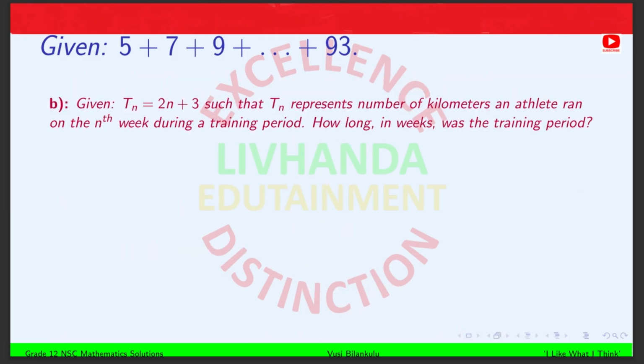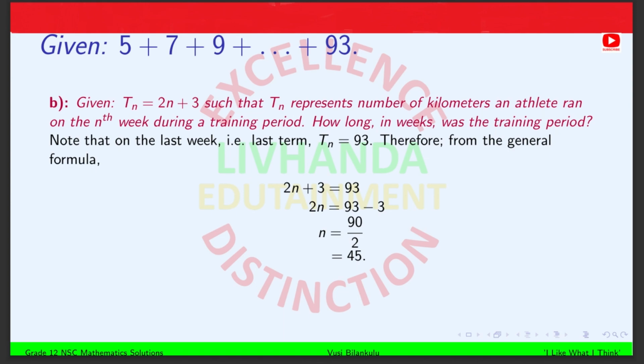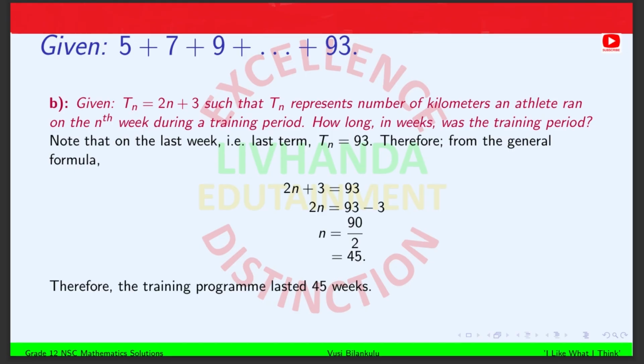Now, given Tn equals 2n plus 3, such that Tn represents the number of kilometers trained on the nth week of training, how long in weeks was the training? Note that in the last week, Tn equals 93. Therefore, from the general formula, 2n plus 3 equals 93. After simplifying, n equals 45. Therefore, the training program lasted 45 weeks.